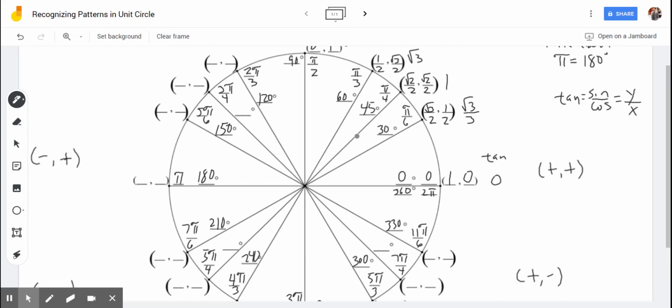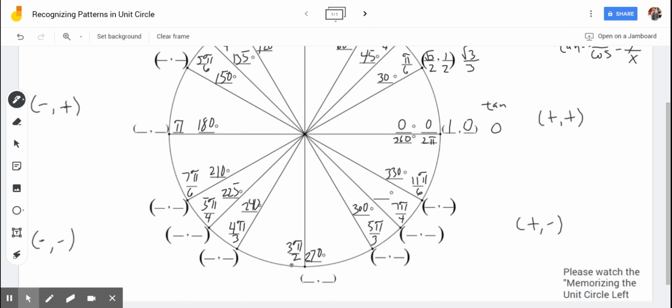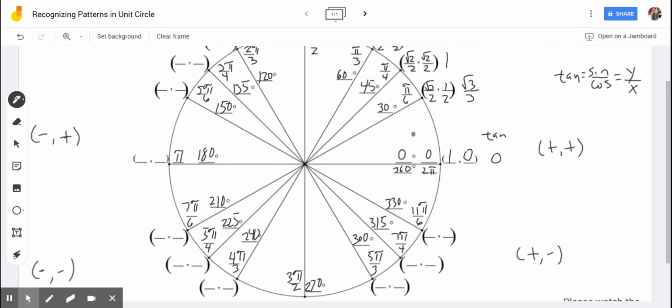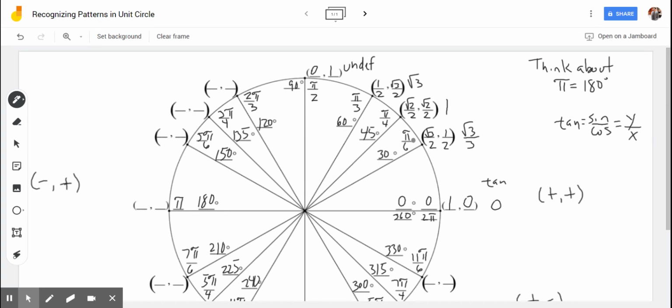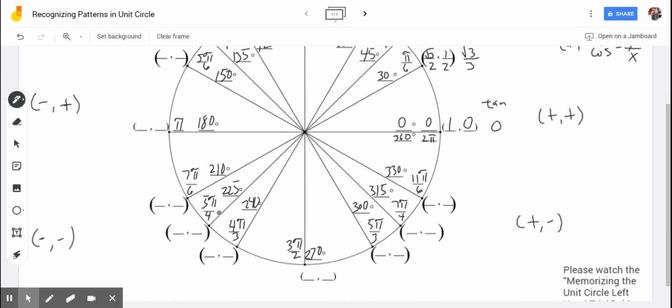Counting by 45s: 45, 90, 135, 180, 225, 270, 315 is in the middle here, and then 360. All right. And then lastly, we're going to take a look at how we can use symmetry in the unit circle to fill in the rest of these values here in quadrant 2, quadrant 3, and quadrant 4.